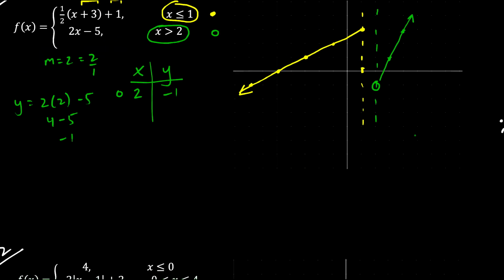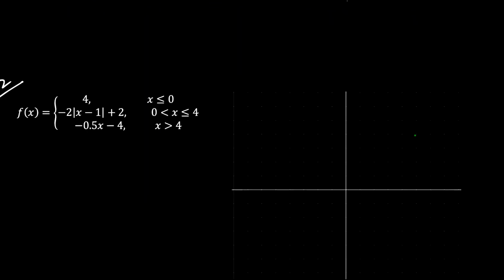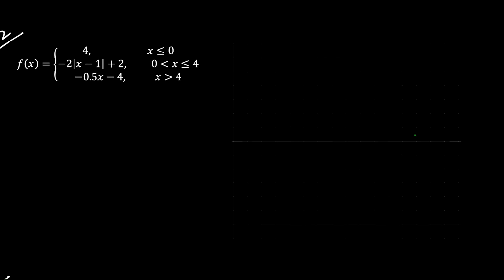Let's take a look at our second example. Looks a little more complicated because it is. I threw something new in there, which you'll see in a moment. But there are 3 pieces, and our first piece is x is less than or equal to 0. So let's start with that. So let's go ahead and just mark that on the graph.